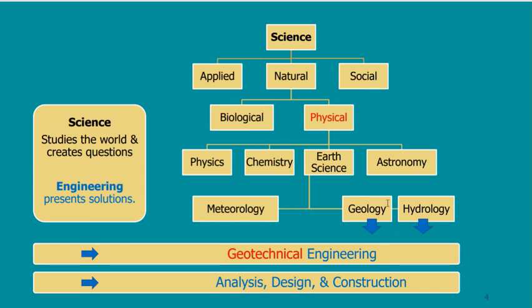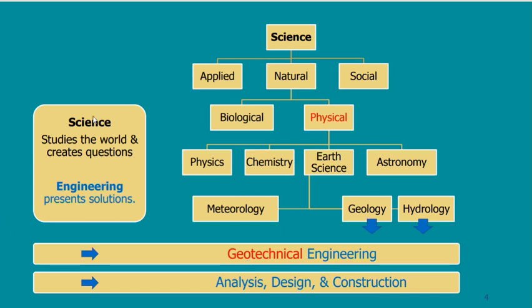So if we study the science of soil, which is geology, and the science of water, which is hydrology, and combine them together, we are going to reach geotechnical engineering. So now you know what is the relation between both. But why geology, we call it science, and geotechnical, we call it engineering? Why don't we call it geotechnical science? Because it is not a science, it is an engineering. So we need to know what is the difference between science and engineering.